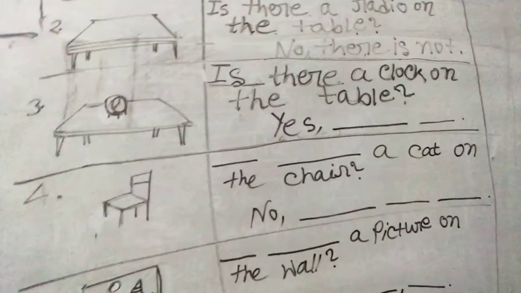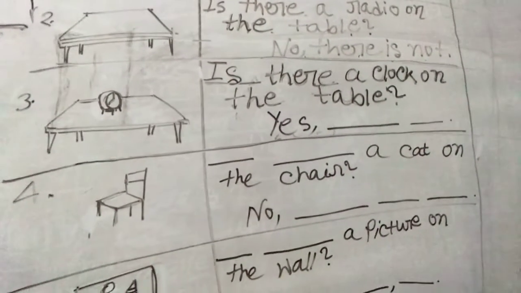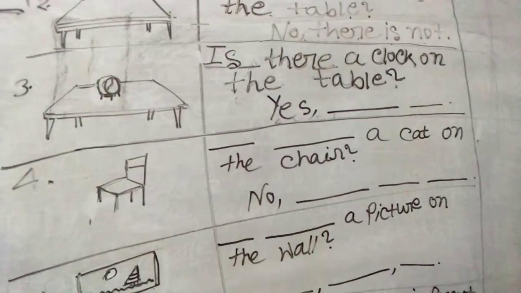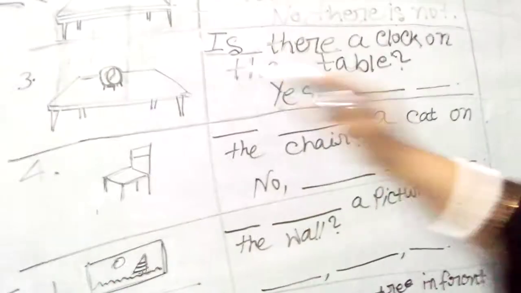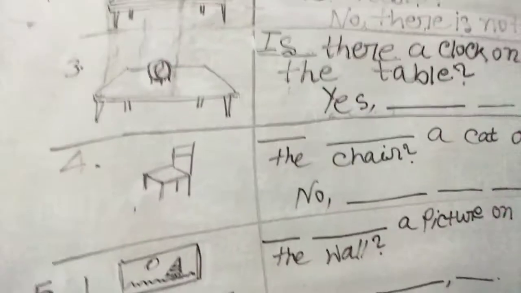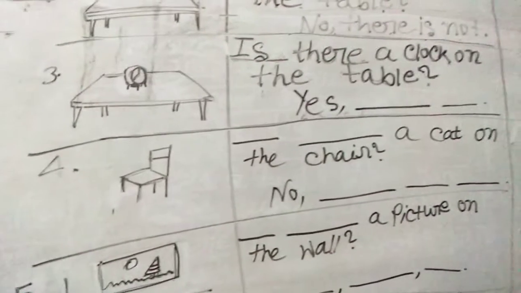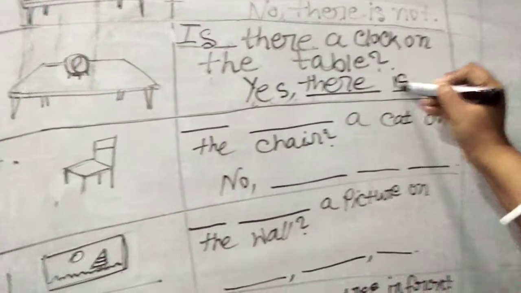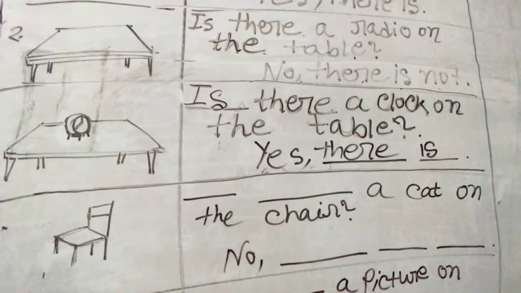Can you see any similarities? Do you find any dissimilarities? No, as there is a clock and the question is about a clock, so of course, yes, there is. So I need to put there is. Now coming to number 4. I'm giving you time to write the answer down. Put is at the very first place.